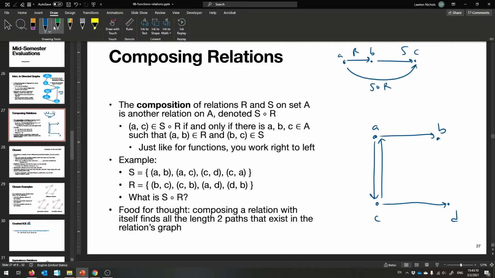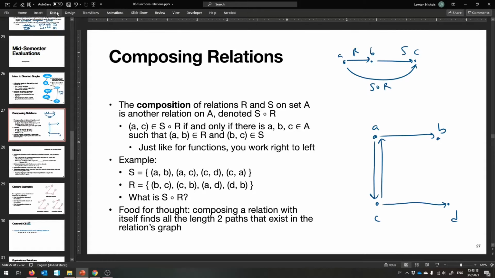Let's do R in green. So all the green stuff is R, and I'll draw it in S later. BC, CB, cool. This one goes backwards as well. AD. So I kind of want to draw an arrow like this. That's kind of ugly, but sorry, it's going to work. And DB. Okay, so that's R, and this is S. I've drawn the relation in graphical form, and now we need to compose these relations.